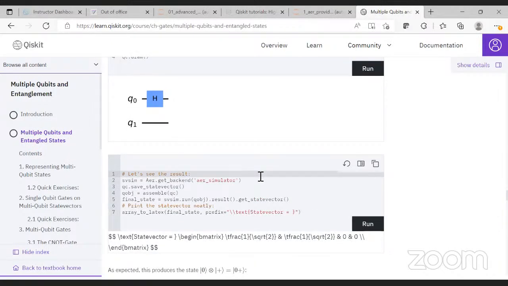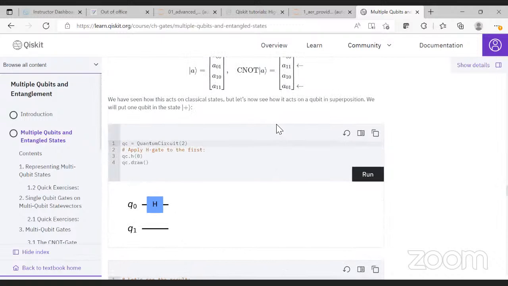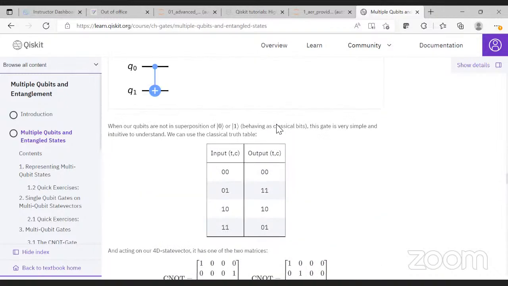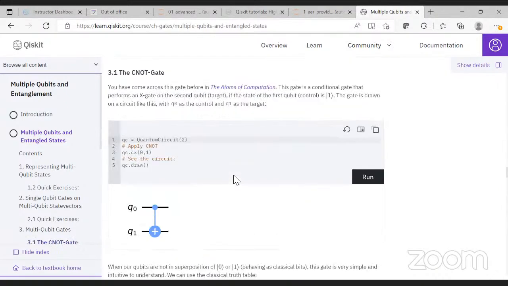Excuse me, sir. Can we have one Hadamard gate and two CNOT gates? Like in this case, we have taken one H and one CNOT, and suppose we take one H and two CNOTs, then what would be the result? I just want to see that. Yeah, surely. This is an interesting question.